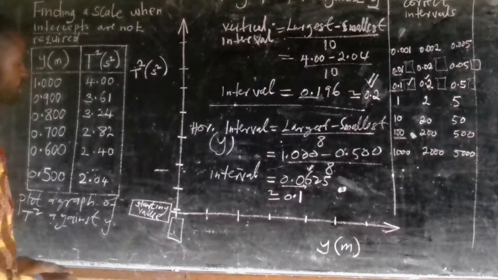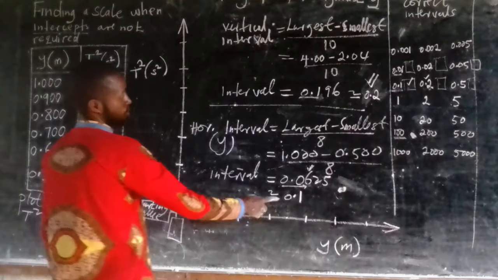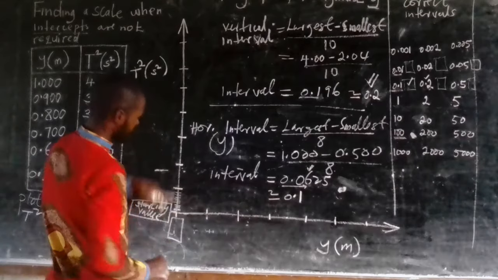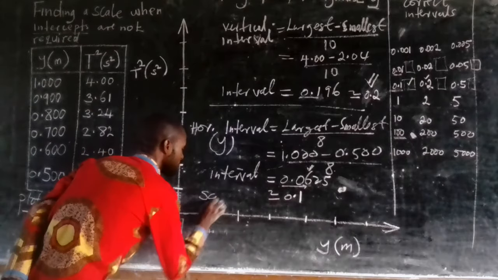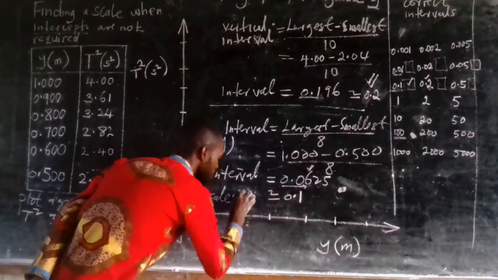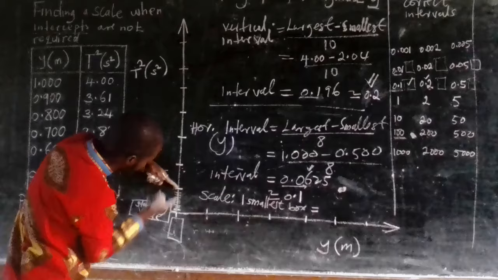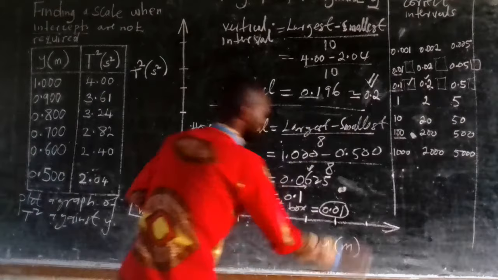From there, remember this one which you have got for horizontal. This is an interval. It is a value representing 10 smallest boxes, because within this gap there are 10 smallest what? Smallest boxes on your graph paper. Implying that if I want to get now my scale, that is a value for one small box, my scale means one smallest box will be this interval divided by the smallest boxes which are within that interval. So it will be 0.01. That is my scale.